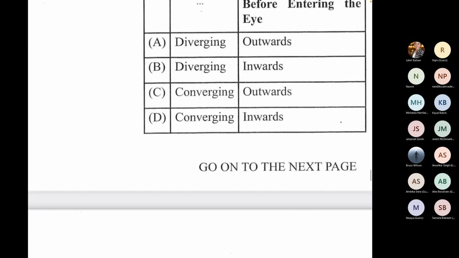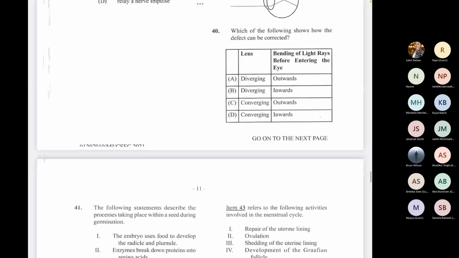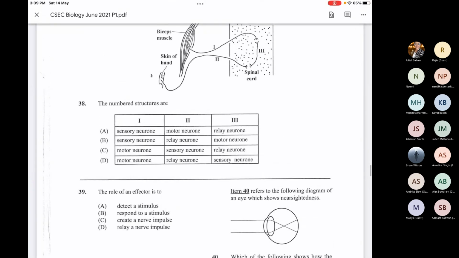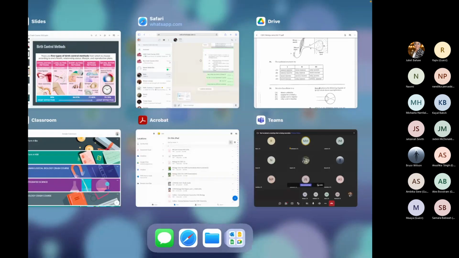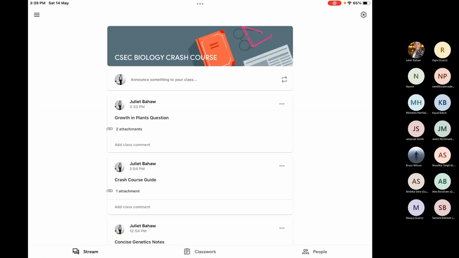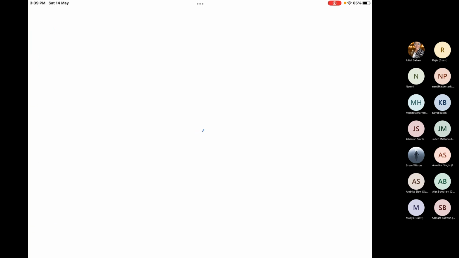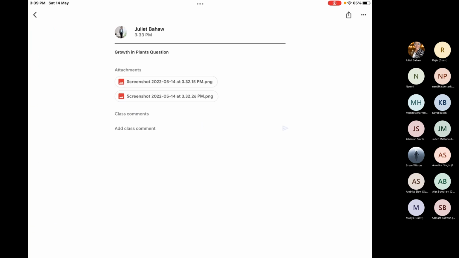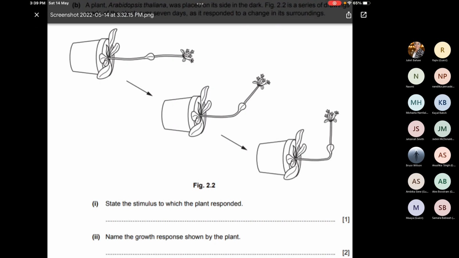All right, so those are 2 changes. Okay, we're taking a short break from the multiple choice. I will come back to the multiple choice. I found a question pertaining to growth. So when you go onto the Google Classroom, the first post, you're going to notice a simple question. It won't take you too long. Something based on growth and plants.